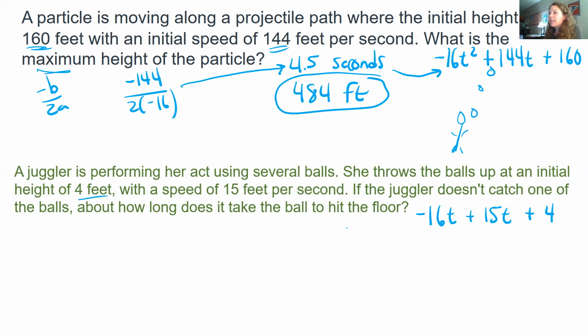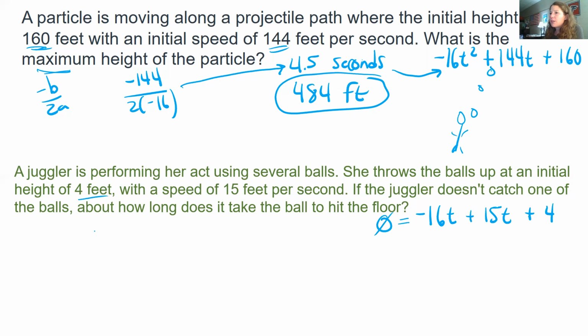If we're talking about hitting the ground, you have to think of that as the x-axis, which is 0, which means we're going to use the quadratic formula, okay? It's not asking about the maximum height this time. It's asking when it hits the ground, which means 0 on the y-axis, actually.